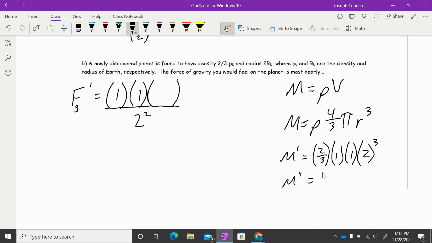So m prime is going to be 2/3 times 8. So that's going to be 16/3. Hope I got that right. I may have made a mistake here. If I did, just make sure you pick up on that mistake and fix it in your own work. So the mass is going to be 16/3 of the original mass. So yes, it's going to be less dense. So you might think the mass is going down, but it's so much bigger. So there's way more mass.